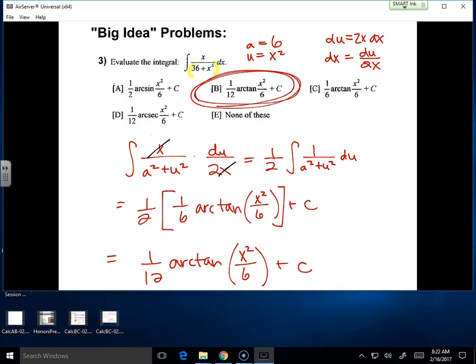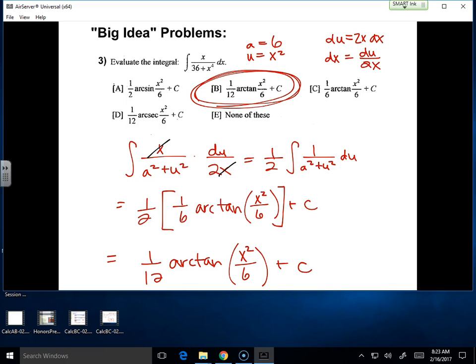So be on the lookout for an arc trig, even if there's an x on top. And in this case, we would have had to ask ourselves for a, who is squared? 6 is squared to be 36. And then for u, who is squared to be x to the 4th? X squared is squared. Does that make sense? This was kind of hidden. Not as hidden as the complete the square ones, but still kind of hidden. You have to be careful with your substitution. Be careful with your formula. Plug it in, plug it in.